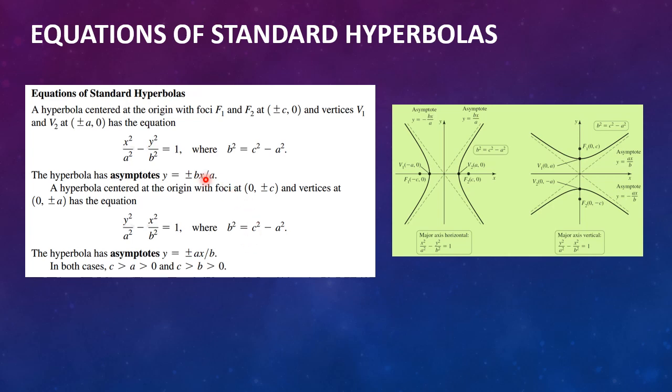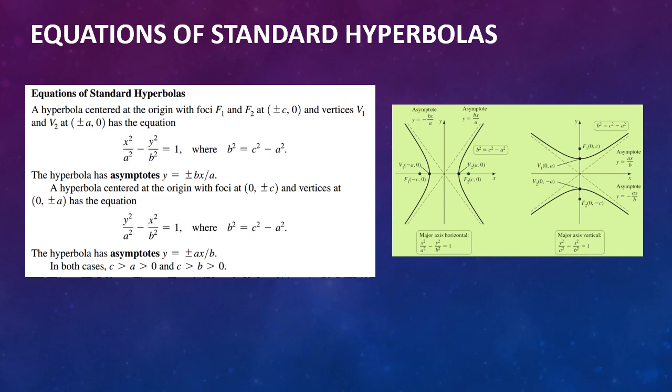For the y-axis hyperbola, where it's centered on the y-axis, the equation just changes to y squared over a squared minus x squared over b squared equals 1. Of course the c and the a for the foci and the vertices are on the y-axis. And here we have ax over b. So this is a big difference: the asymptotes use the a value when it's focused on the y-axis, and it's the b value, b over a, when it's on the x-axis. So that's a key distinction in these equations.